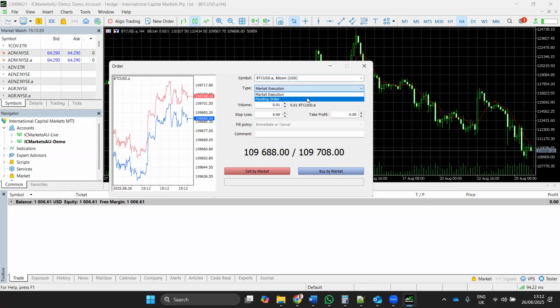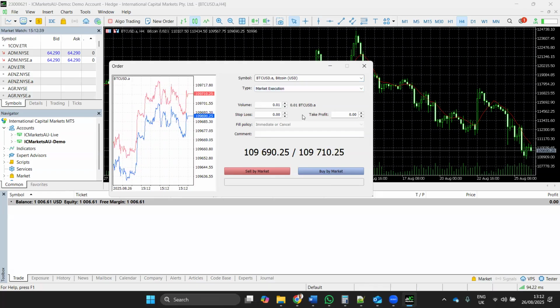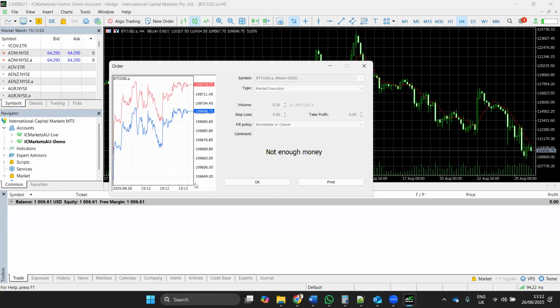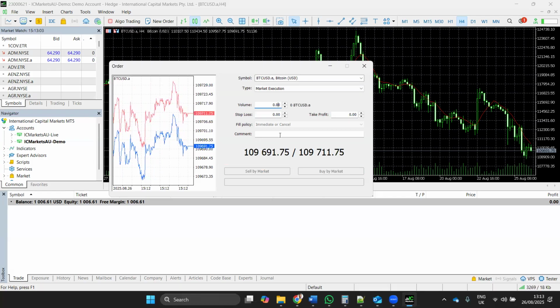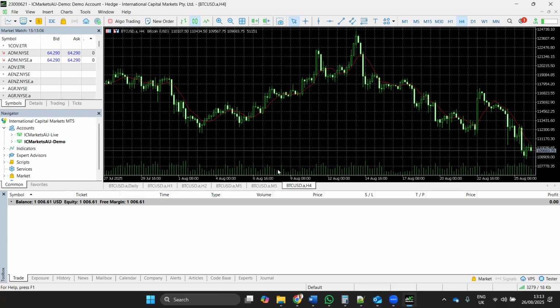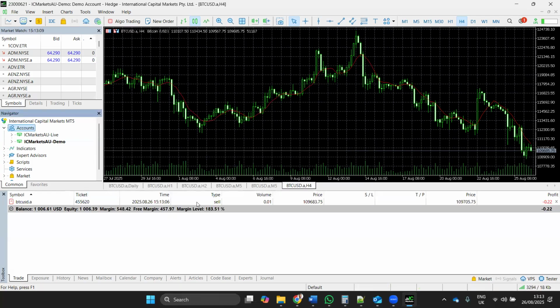There are other types of pending orders, or in cryptocurrency, they are called limit orders. We can set a certain price for the order to get executed. So let's do, maybe let's do sell by market. I just want to show you how it looks. Okay, not enough money. Try again. My volume maybe 2.01. Sell by market. Yeah. So now the trade got executed.